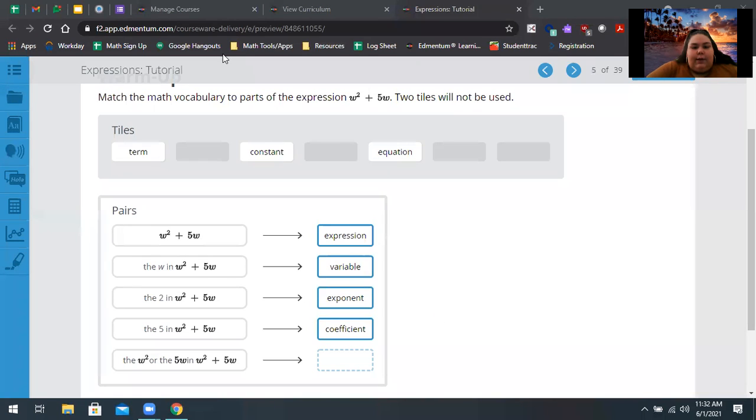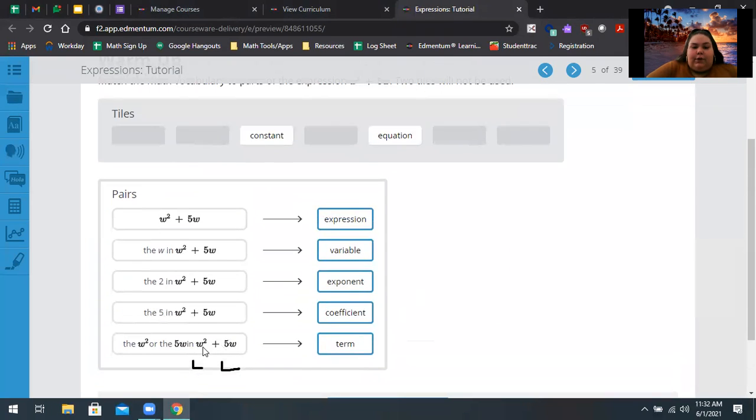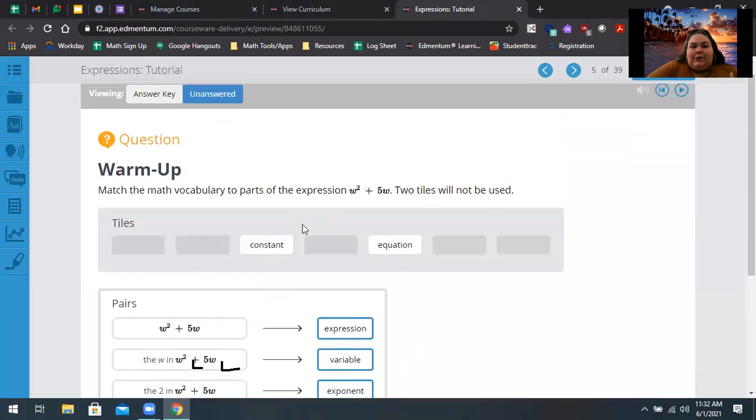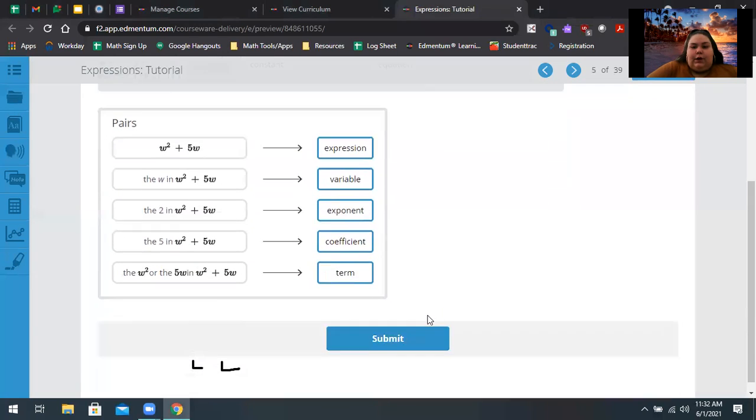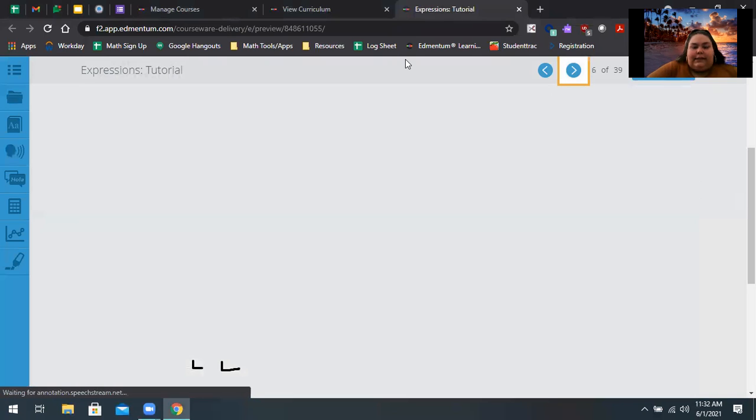So here they're kind of breaking it up into little parts. And if we look, we either have a term, a constant, or an equation. We know it's not a constant because there are no regular numbers there. It's definitely not an equation because there's no equal sign. So our only thing left there is term. So remember, this expression has two terms, which is w squared plus 5w. Let's go ahead and move on to the next slide.